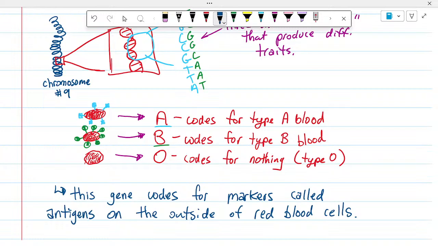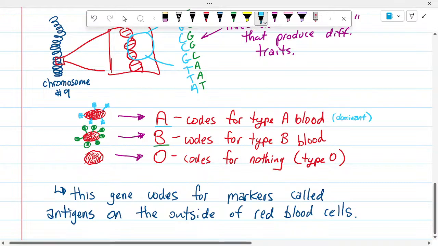So now, again, keep in mind that the A allele codes for A markers, A antigens. The B allele codes for B markers, but the O allele codes for nothing. Now, the thing of it is this. These are both dominant. Because if your cells have this gene, then the red blood cells will make A markers. This is dominant. If your cells have this gene, they will make the B marker. O, however, just doesn't do anything, which means if you have the O allele, it won't do anything.